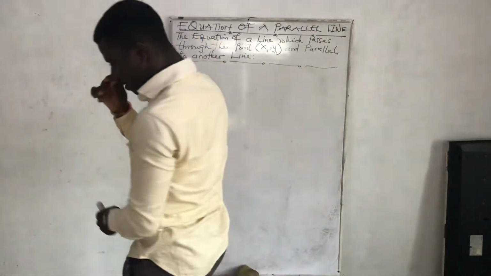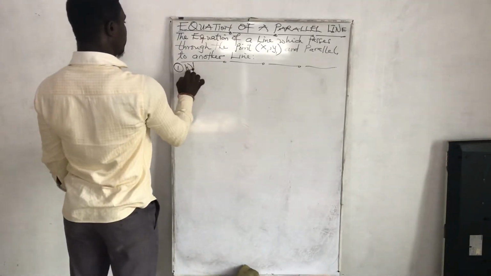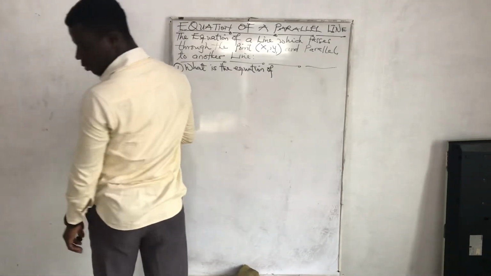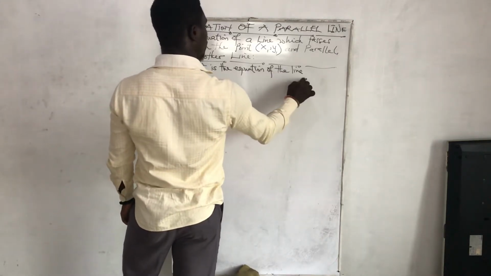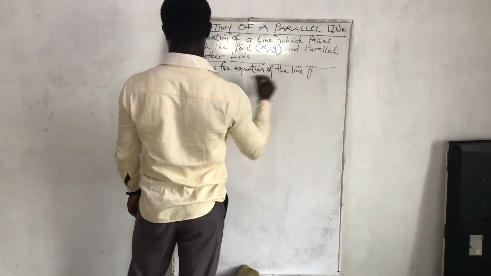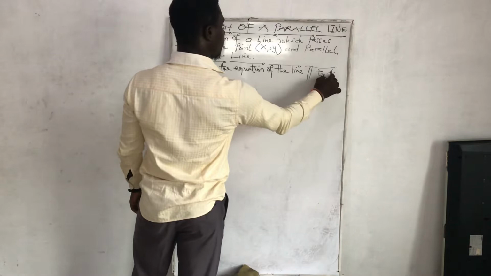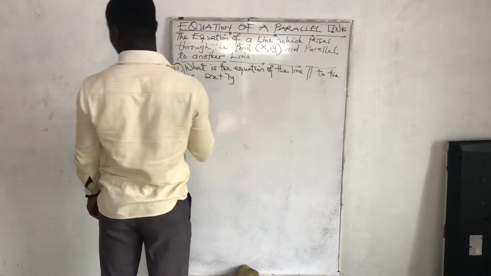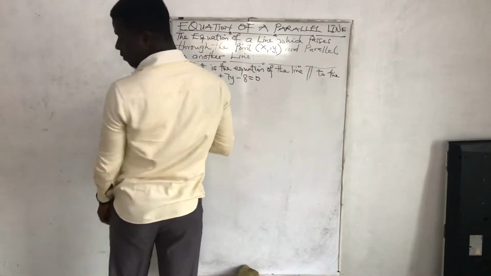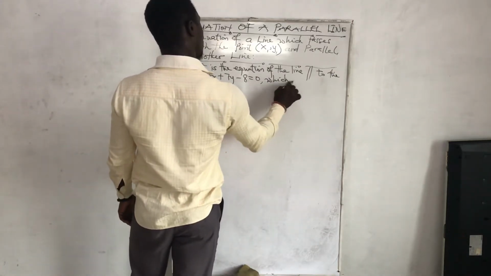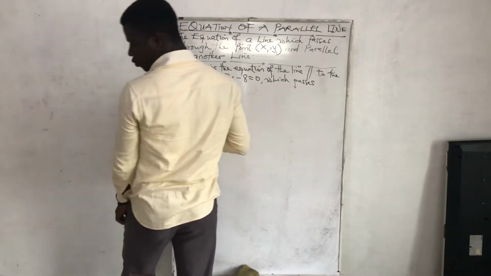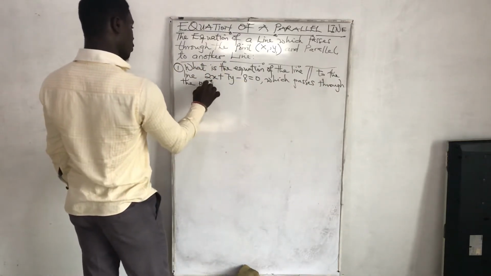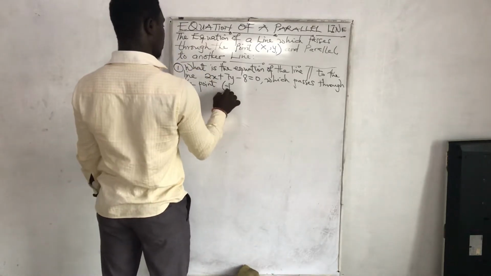They are asking, what is the equation of the line parallel to the line 2x plus 7y minus 8 equals 0, which passes through the point (-1, 3)?